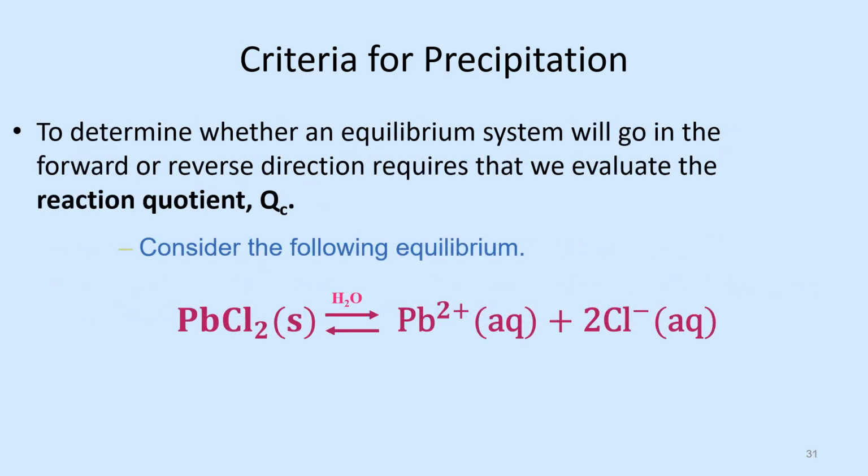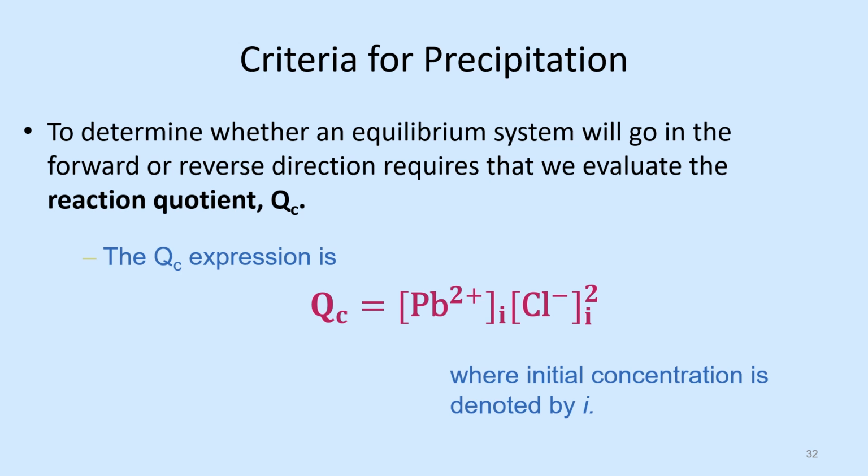So if we consider this, go back to our lead chloride, what is Q? Q will be the same as what K is, only we just have initial values or non-equilibrium values, or we don't know if they're equilibrium or not. So we're not assuming they're equilibrium expressions, but we're just putting in what the concentrations happen to be, and we can solve for Q.